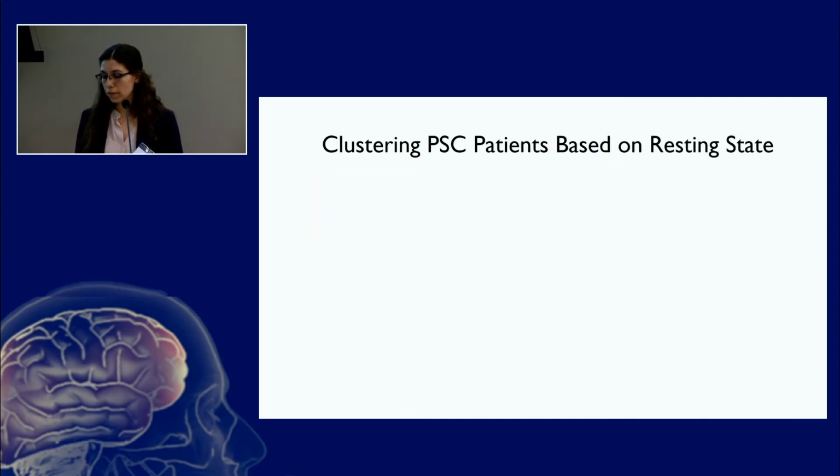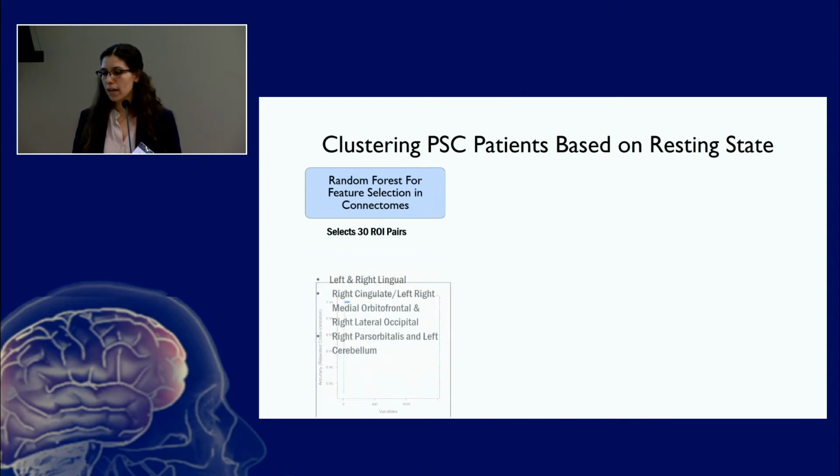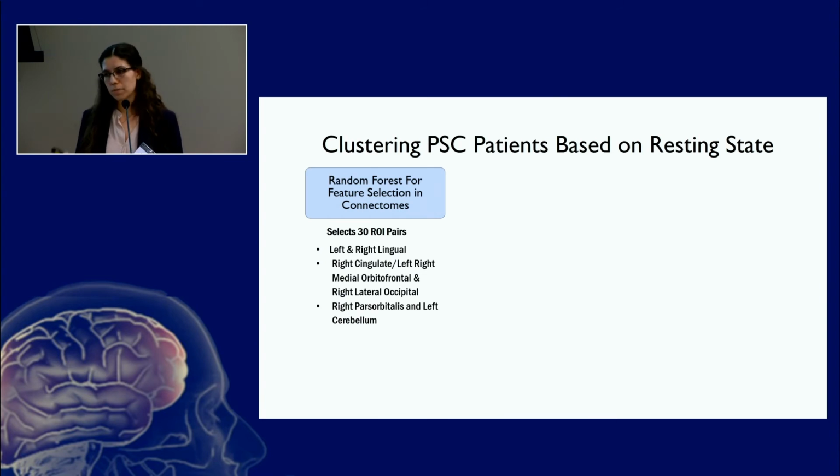Let me go through the resting state data first of all. We did this, again, with the same pipeline, first random forest feature selection. It selects 30 features, 30 pairs of regions, and I'm just going to give you some examples, but not all 30 of them are going to be there, of course.